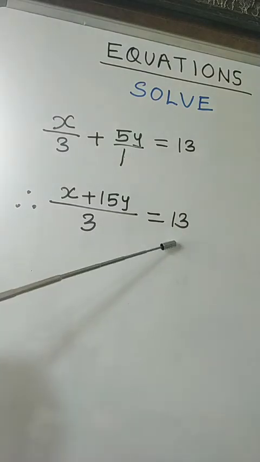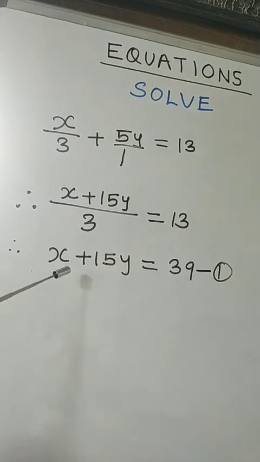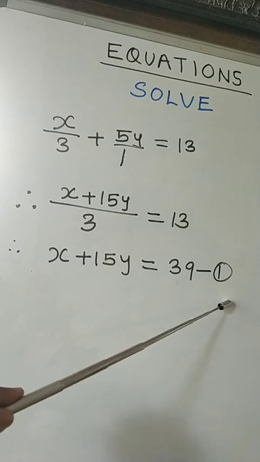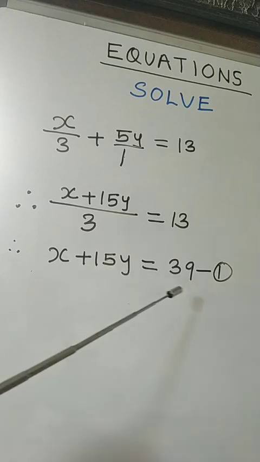If I take 3 on the other side. So simple. See, this is the first equation. We have already got x plus 15y is equal to 39. Now let's take the second equation.